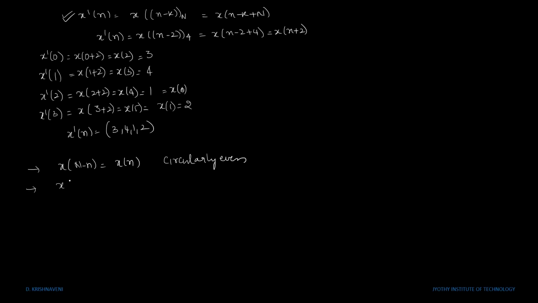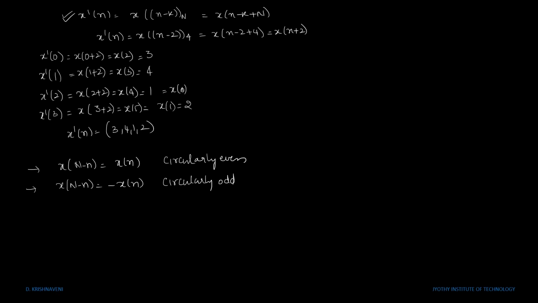Whereas if x of n minus n is equal to minus x of n, then we call such a sequence circularly odd. When x of n minus n is equal to x of n, they are symmetric in nature, and circularly odd sequences are anti-symmetric about the point 0 of the circle.